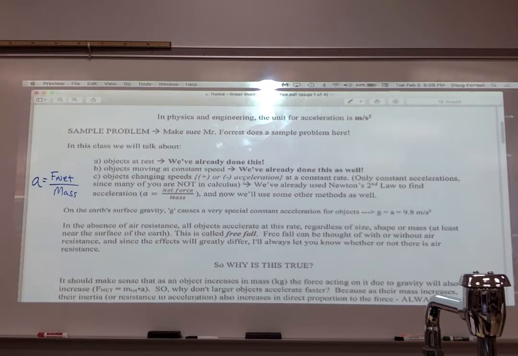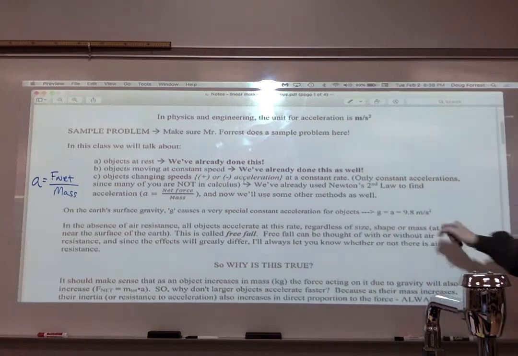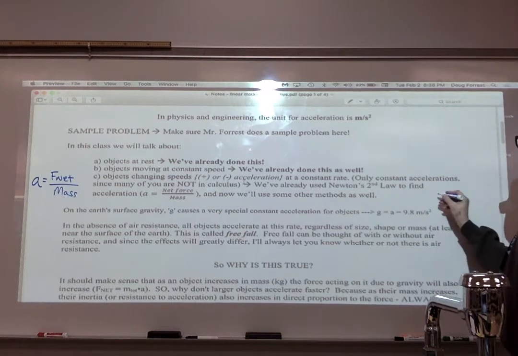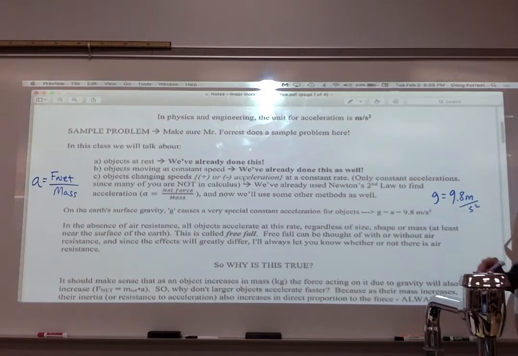On the surface of the Earth, the gravitational acceleration is known as little g, and that acceleration is 9.8 meters per second squared, or newtons per kilogram. We found that out in a gravitational force law lab. You could also use 10 meters per second squared if you so choose. So that's fine as well.